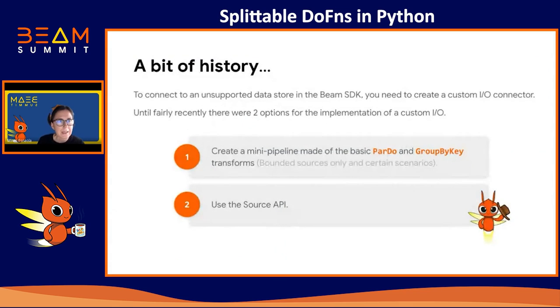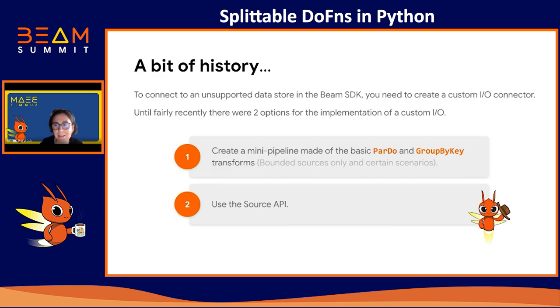Let me start with a bit of history. Apache Beam is a programming model that allows us to build data processing pipelines for both streaming and batch use cases. Sometimes there is a need to use I/O connectors to read from or write to sources and sinks. Sometimes those connectors are already available together with the SDK, but sometimes we have to build them ourselves.